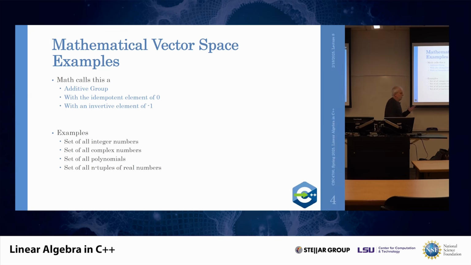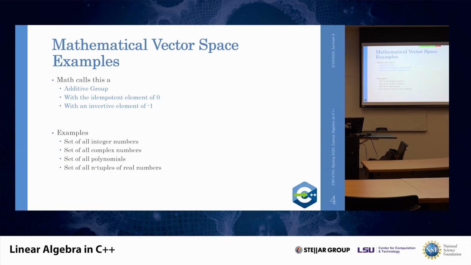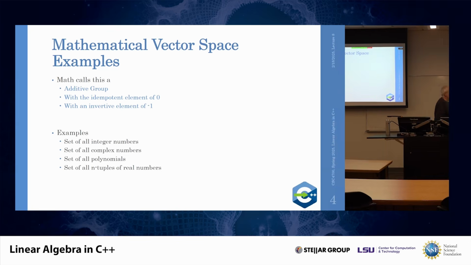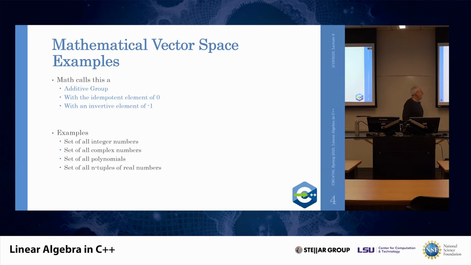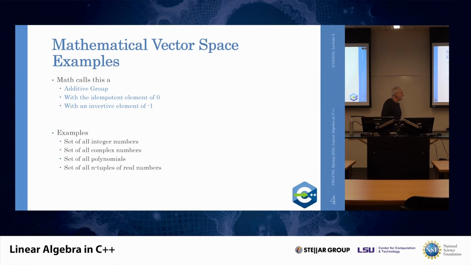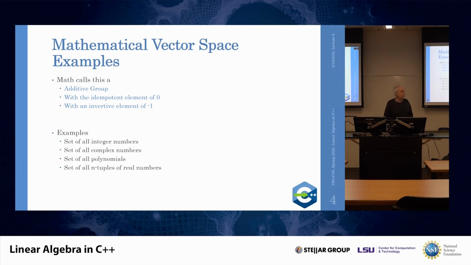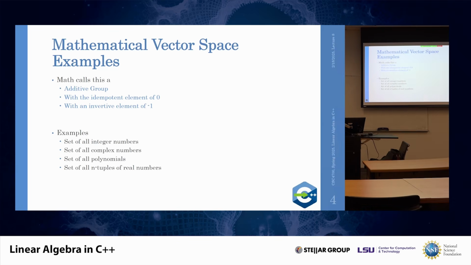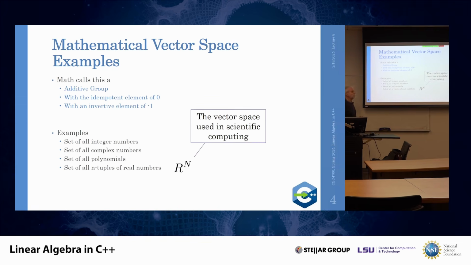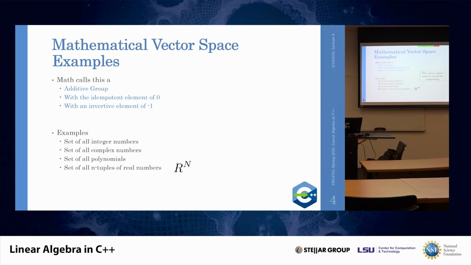Just to make it a bit more practical, some examples. For instance, the set of all integer numbers forms a vector space. The set of all complex numbers forms a vector space. The set of all polynomials forms a vector space. And last but not least, as a last example, if you look at all n-tuples of rational numbers, of real numbers, you get a vector space as well. And that is exactly what we are interested in. Because scientific computing operates on vector spaces of real numbers, essentially matrices of real numbers. And that's where the connection to linear algebra comes from.